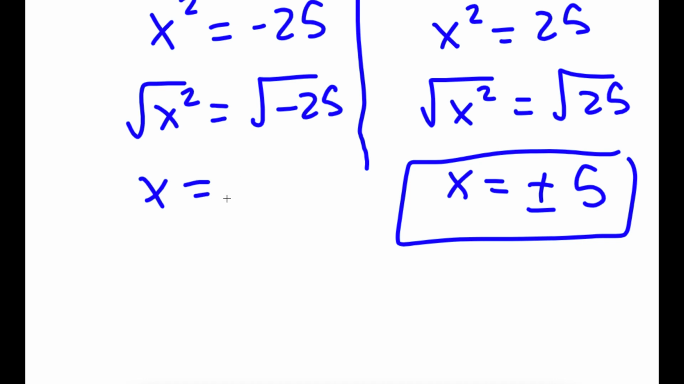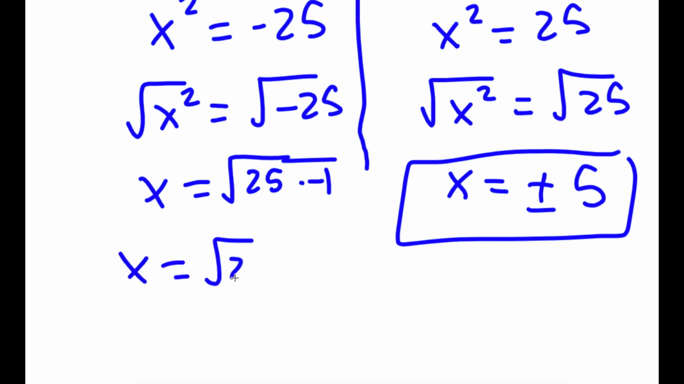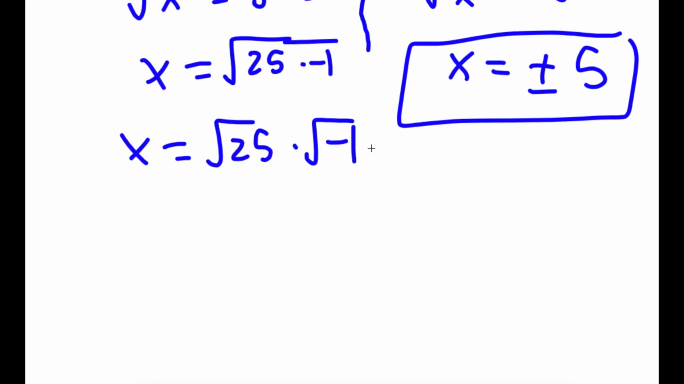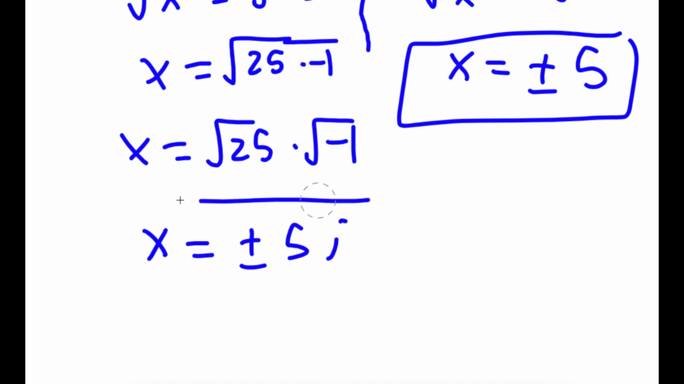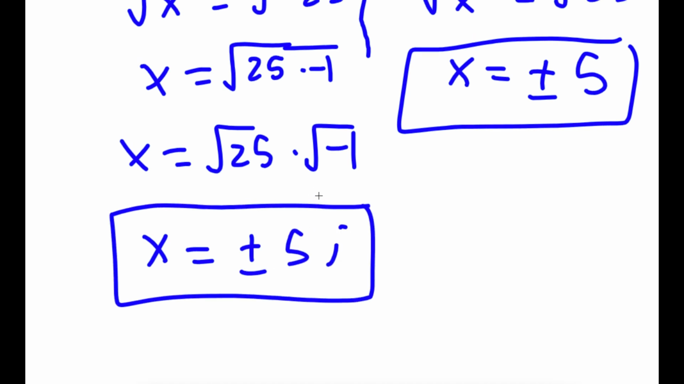The square root of negative 25, well, that's the same thing as the square root of 25 times negative 1. And this is the same thing as the square root of 25 times the square root of negative 1. Now the square root of negative 1 is simply equal to i. So I have x equals positive or negative 5i. So these, again, are two solutions.